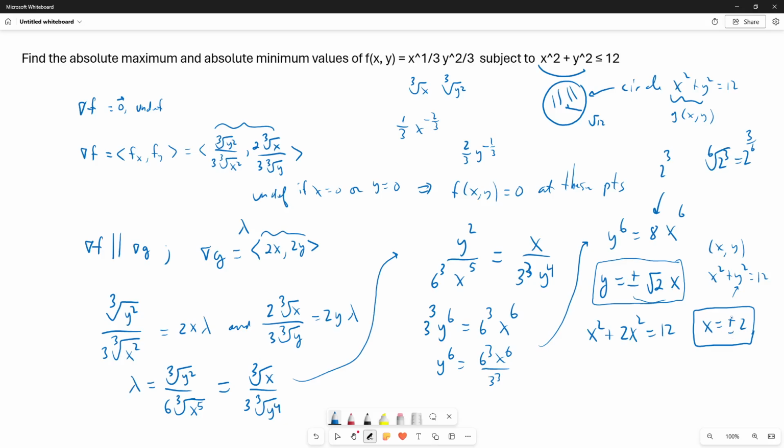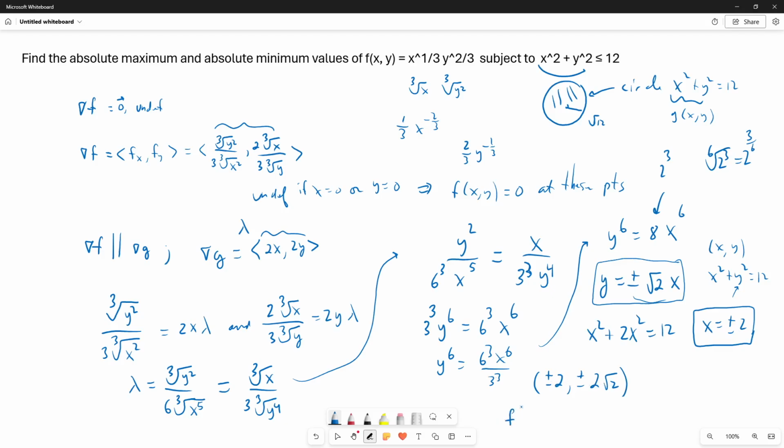And if x is plus or minus 2, and y is plus or minus the square root of 2 times x, then we can have the square root of 2 times 2, the square root of 2 times negative 2, negative square root of 2 times 2, and negative square root of 2 times negative 2. And altogether, that will give us 4 points. x can be either plus or minus 2, and y will be either plus or minus 2 times the square root of 2. So we want to check f at these points.